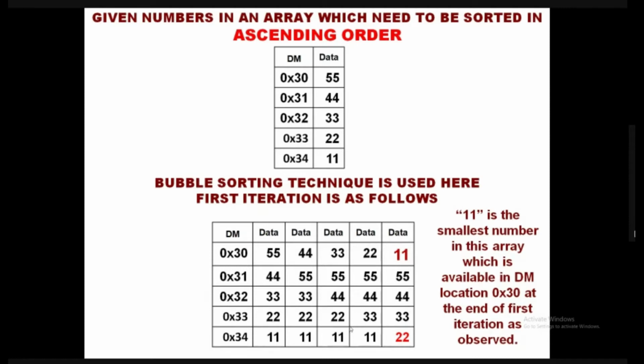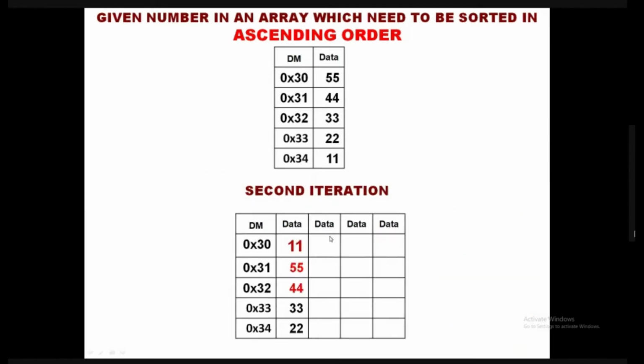Hence, we have to go for further 3 iterations, right? So 11 is the smallest number. We don't want to worry about the 30th memory location now. So the 31, 32, 33, 34, these 4 memory locations need to be compared. So 3 comparisons are enough now. Okay, that's it. Look at the screen. In the second iteration, 3 comparisons are more than enough.